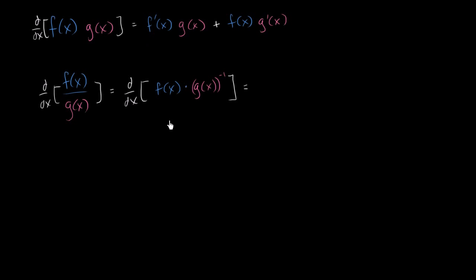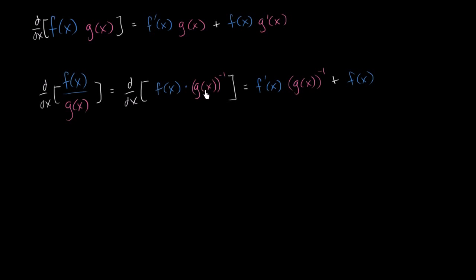Well, we just use the product rule. It's the derivative of the first function right over here. So it's going to be f prime of x times the second function, which is just g of x to the negative 1 power, plus the first function, which is just f of x, times the derivative of the second function.